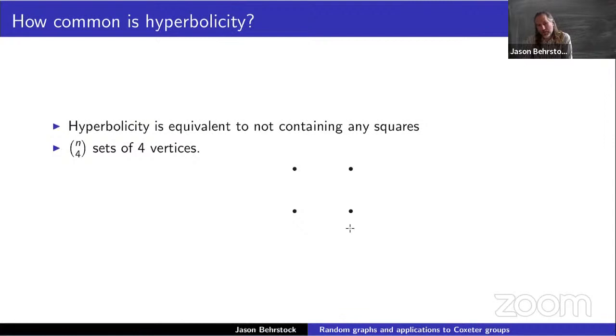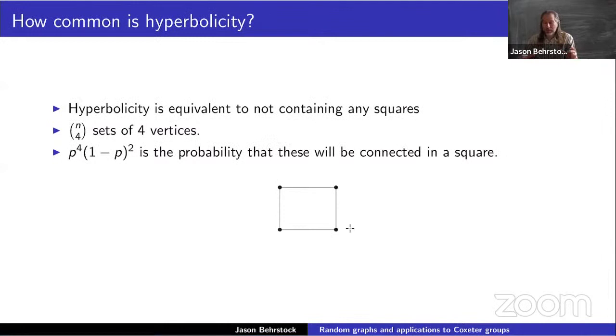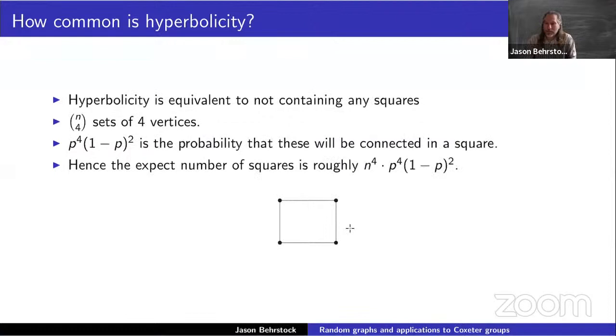There are n choose four sets of four vertices. The probability that those four vertices connect up to form an induced square is exactly p to the fourth times (1 minus p) squared. So the expected number of squares is roughly n to the fourth times p to the fourth times (1 minus p) squared. So where does that get us?